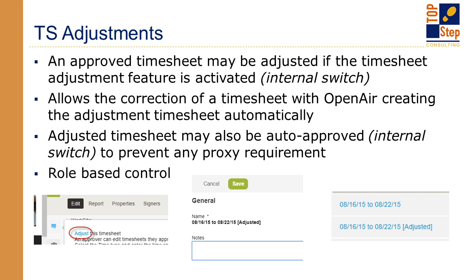From then, you would see in the list of timesheets here, I've got my 816 to 822 timesheet. I've got that one, and then I can see that the second timesheet was created, and that's marked in brackets as an adjusted timesheet.